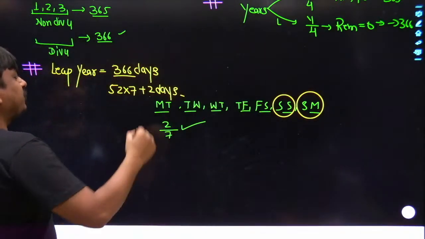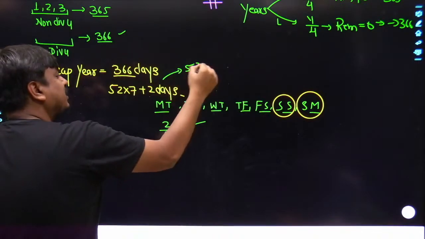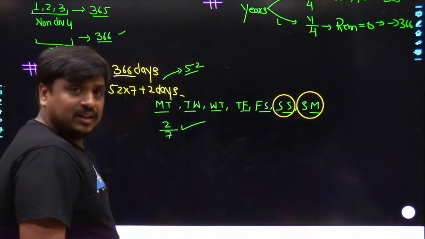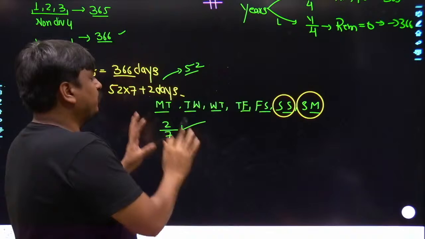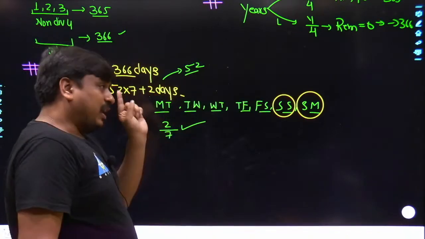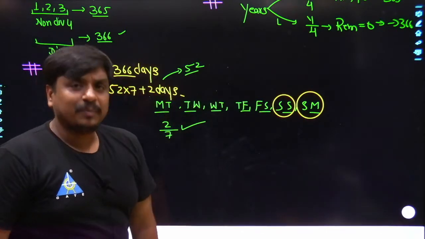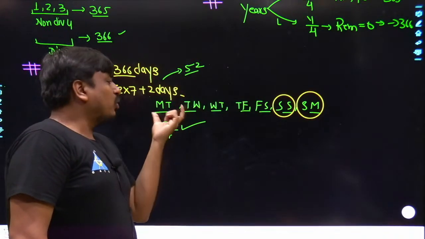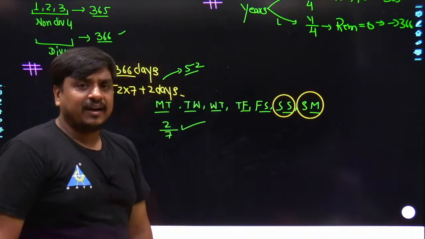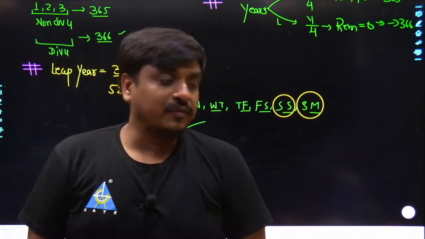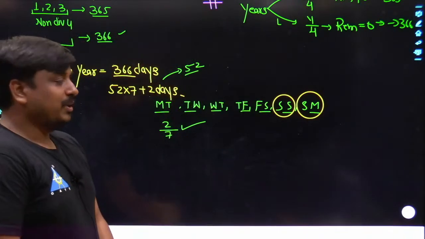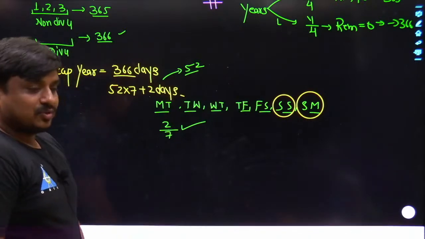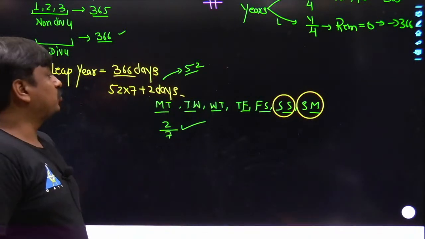Because already 52 Sundays, Mondays, Tuesdays, Wednesdays have come, you just have to focus on the remaining 2 days. And out of 2 days, if any day is a Sunday, then the 52 Sundays have already come, one more Sunday would get added, and the total number of Sundays would become 53. So what is the best answer? The best answer is 2 divided by 7.